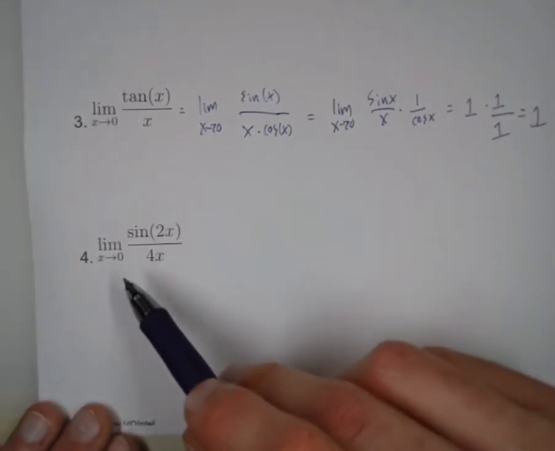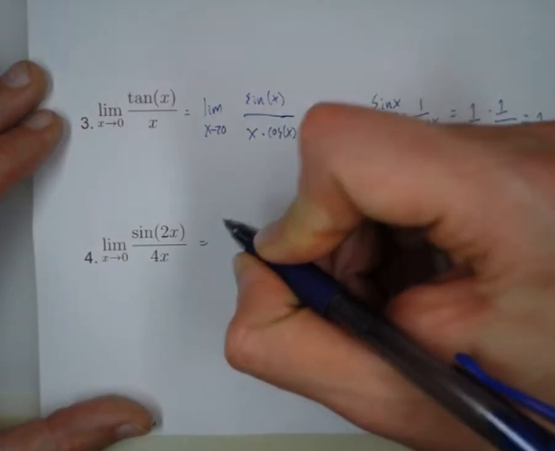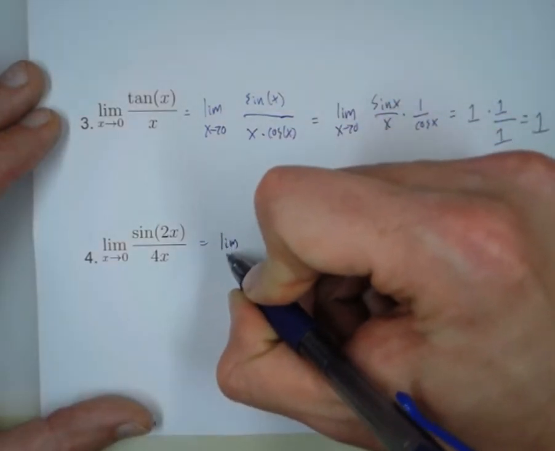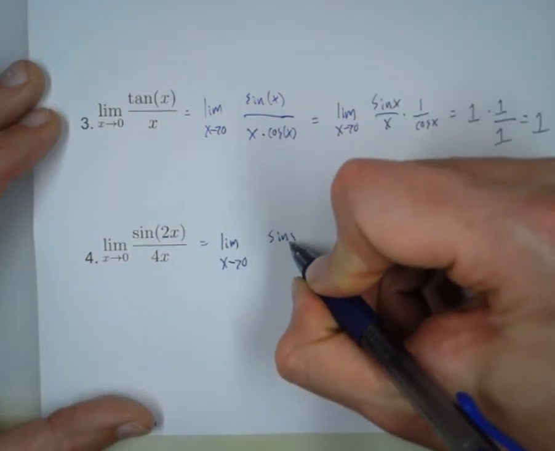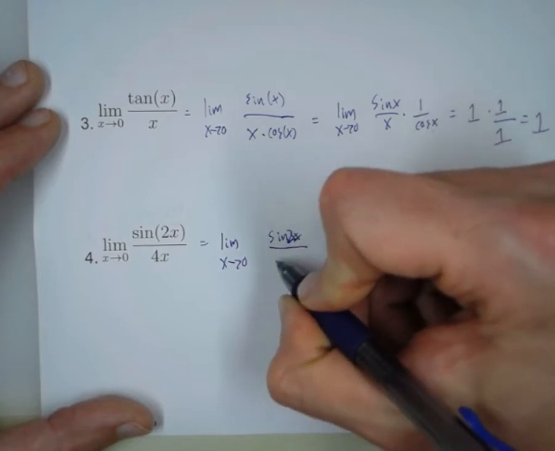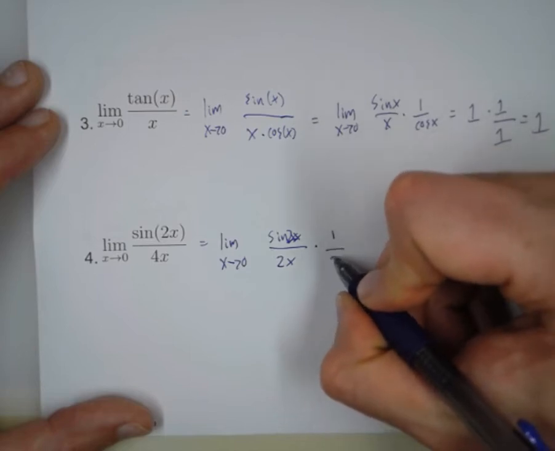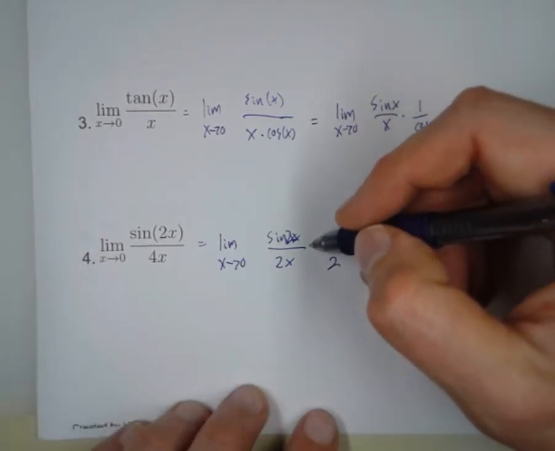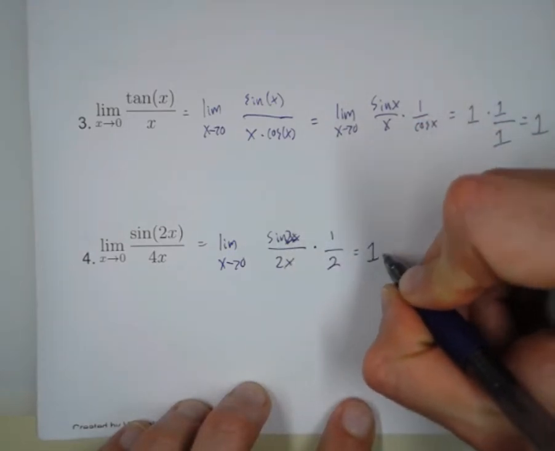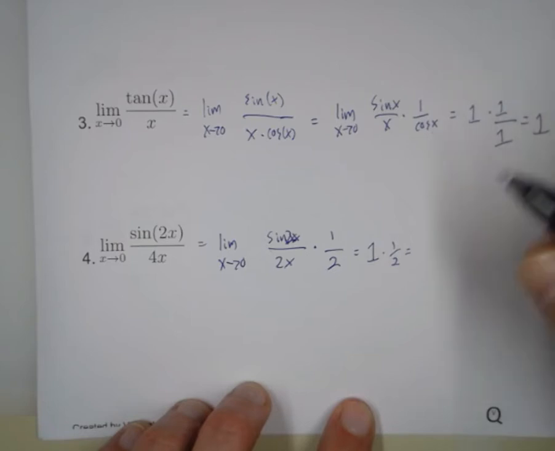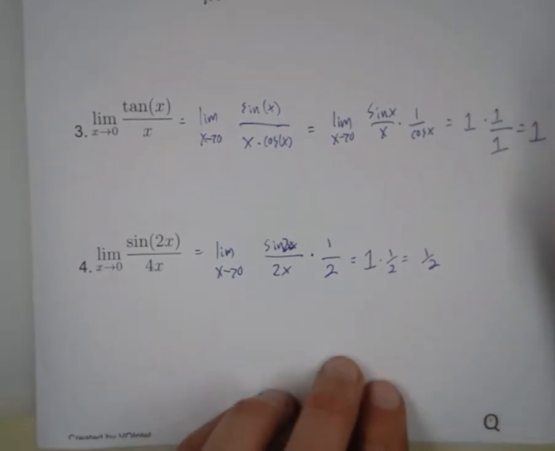Number 4. Here I have the limit as x approaches 0 of sine of 2x all over 4x. Well, what do I want? We want this to match that. So that means we want sine of 2x all over 2x. Well, that means I need another 2 to balance it out. So this limit right here, 2x and 2x matches, so that limit equals 1 times 1/2. So we get a limit of 1/2 for this one.